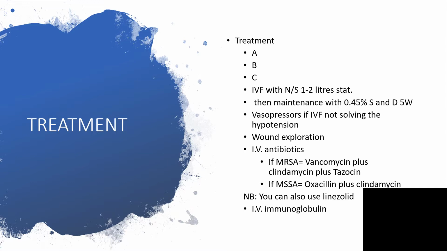If this is methicillin-resistant Staphylococcus aureus, we'll go for vancomycin plus clindamycin with Tazocin. Tazocin is piperacillin, tazobactam combined. And if this is methicillin-sensitive Staphylococcus aureus, we just go for oxacillin with clindamycin. You can also use linezolid and intravenous immunoglobulin.